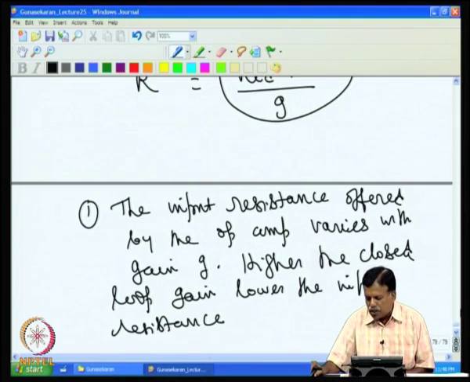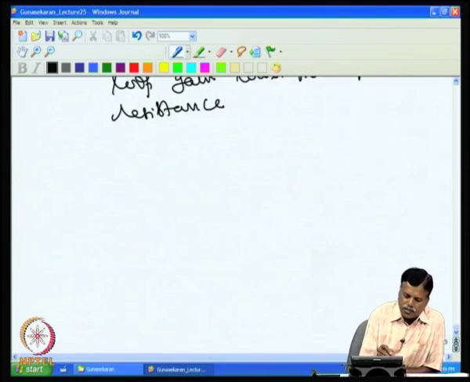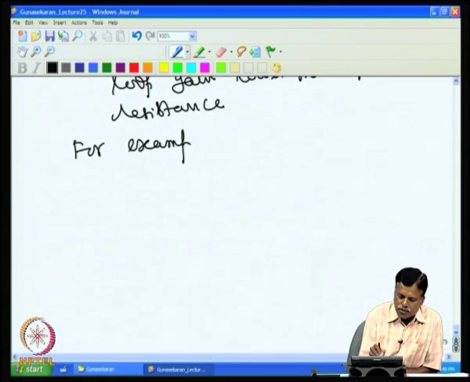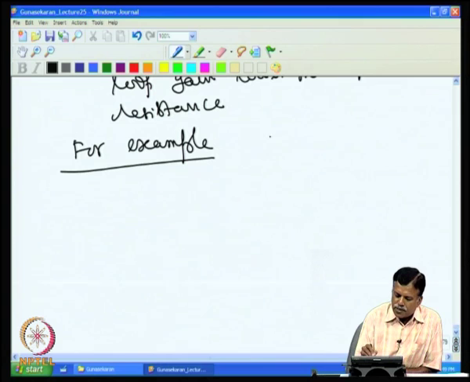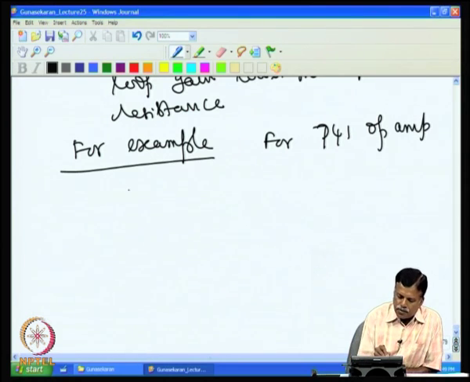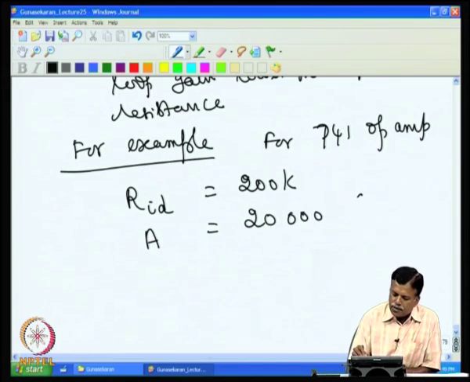Now, this is to be realized because if you take, for example, the 741 op amp, and look at the data sheet, RID is given as 200K. Now, open loop gain A says a minimum of 20,000.